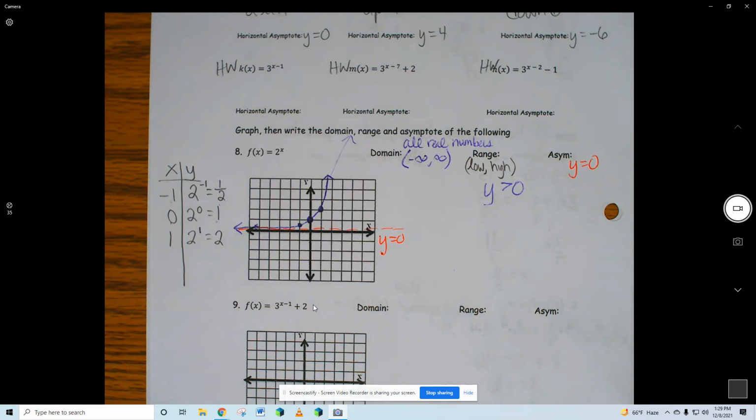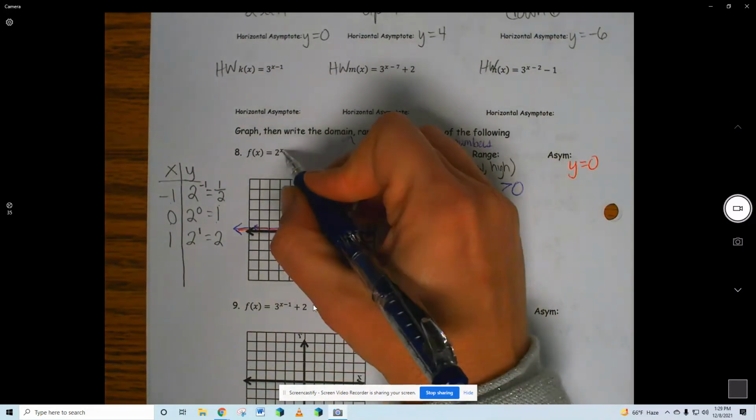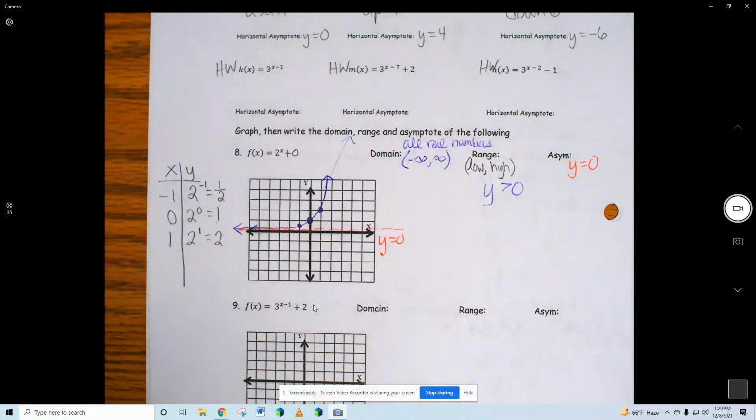Asymptote. What's that line that it gets really close to but never touches? Which is also my k. But this equation, number 8, had nothing at the end of it. It didn't have a k. It was 0.